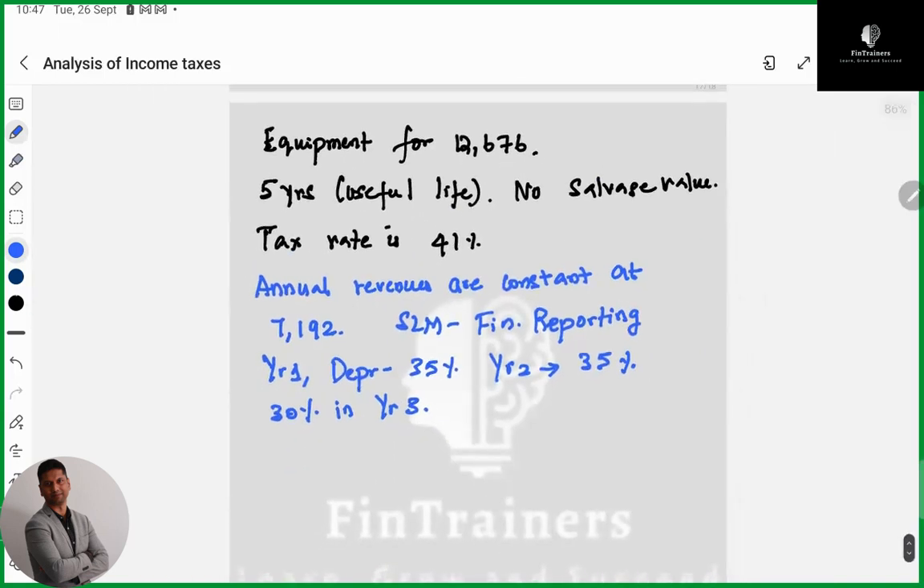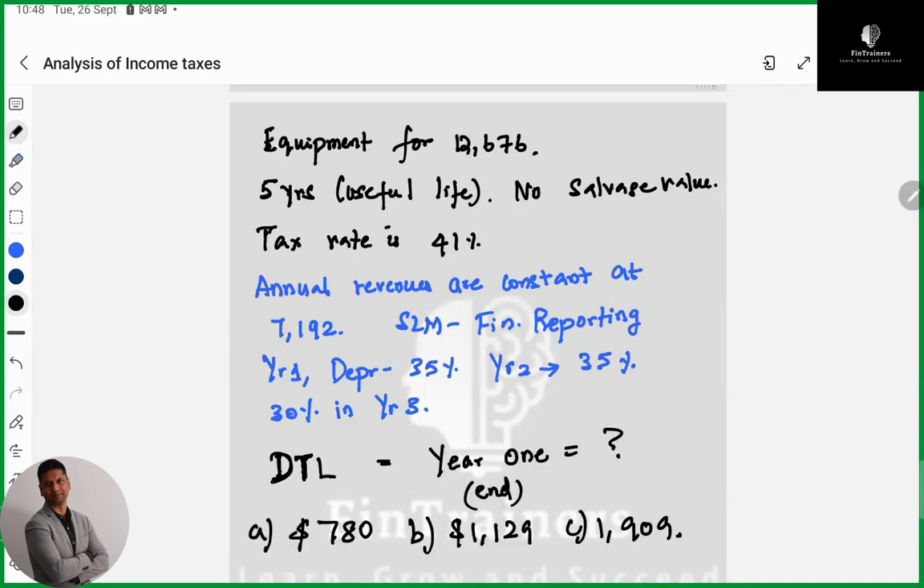Whenever we use accelerated method for taxes and SLM for the reporting, you will have a DTL, right? So that we have seen many times now. So the question is not whether it is DTL or DTA, but what is the DTL at the end of year one? Please send in your answers if you're online. I will confirm the answer in just a minute. It is DTL only. Whenever there's accelerated depreciation for tax, it will be DTL. I already told you that. You just need to calculate the value of the DTL.